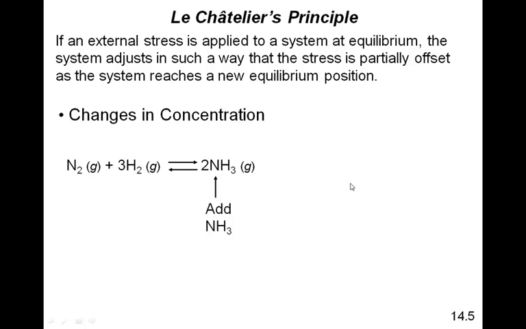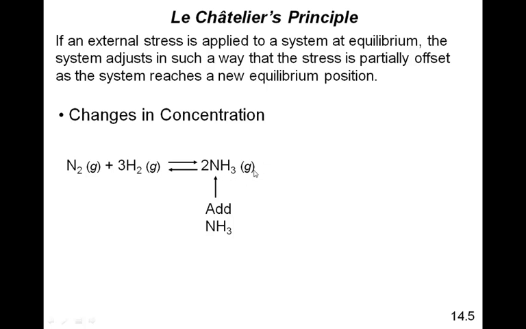Because remember we said that at equilibrium, the concentration of the NH3 squared divided by the concentration of the H2 cubed times the concentration of the N2 has to be equal to the K sub C. It follows the law of mass action. We disturbed it by adding more NH3. Now it has more NH3 than it should at equilibrium. We've disturbed that equilibrium. We place a stress on it.